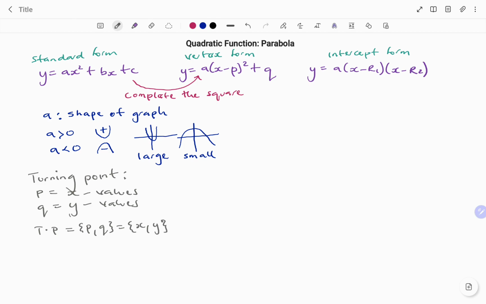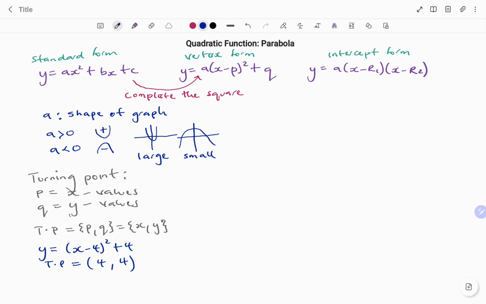So for example, if I have y equals (x minus 4) all squared plus 4, my turning point here is going to be my p, which is negative 4, is the opposite, or I'm going to negate it. That's going to be positive 4. And the value of my q remains the same, which is 4.